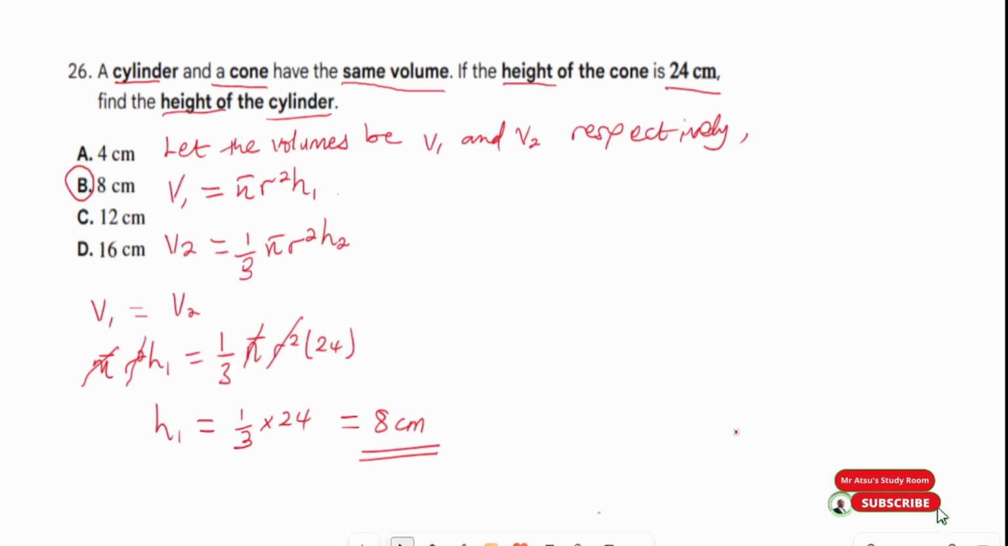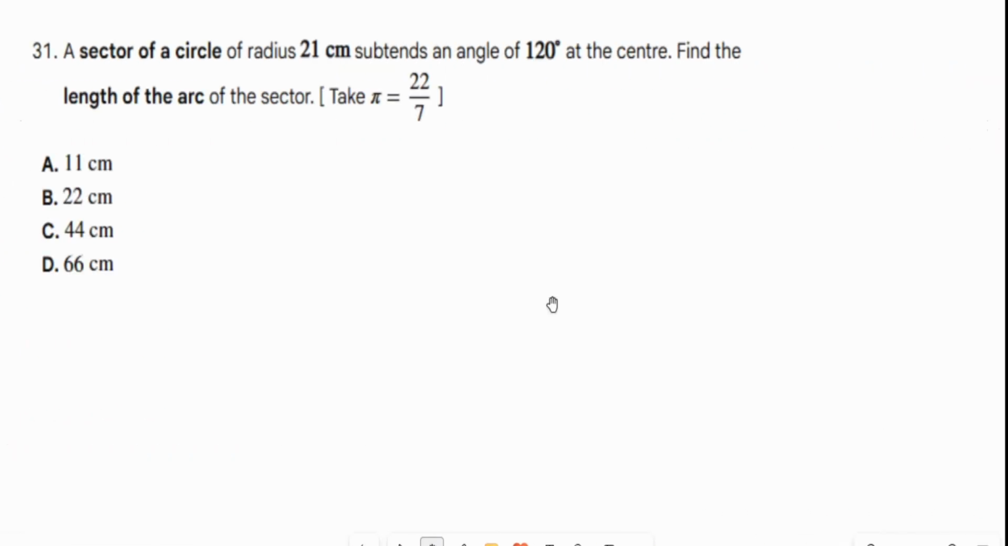Let's go to 31, which is the last for this study. Question 31 reads that a sector of a circle of radius 21 centimeters subtends an angle of 120 degrees at the center. Find the length of the arc of the sector. Take pi equal to 22/7. As usual, let's get the facts. The radius of the circle is 21 centimeters and the angle subtended at the center is 120 degrees. And then we have to find the length of the arc of the sector.